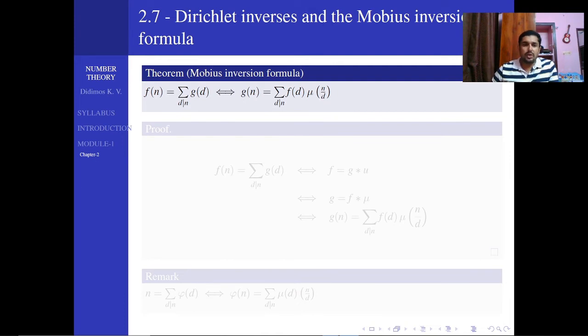Okay. So f of n is equal to sigma d divides n g of d. We can consider this equation as the divisor sum formula of an arithmetical function g. So we can solve for f here, or solve for g from this equation, or we can invert these f and g. That is also a consequence of group structure. So the theorem says that f of n is equal to sigma d divides n g of d if and only if g of n is equal to sigma d divides n f of d times mu of n by d.